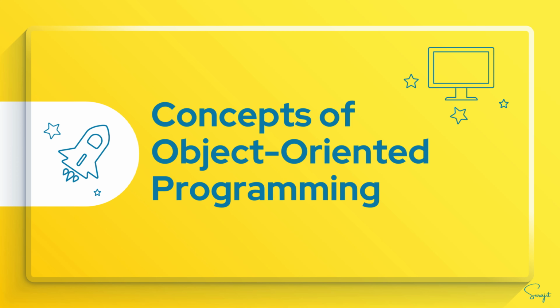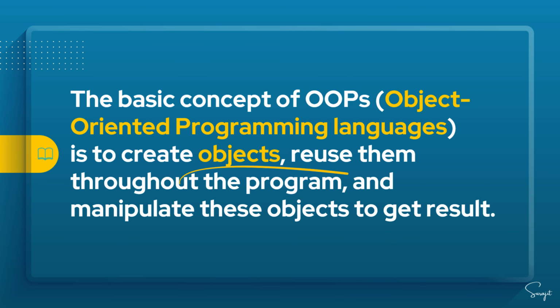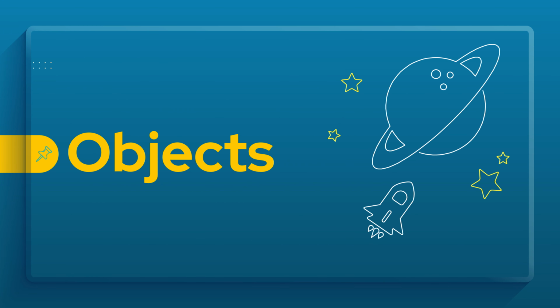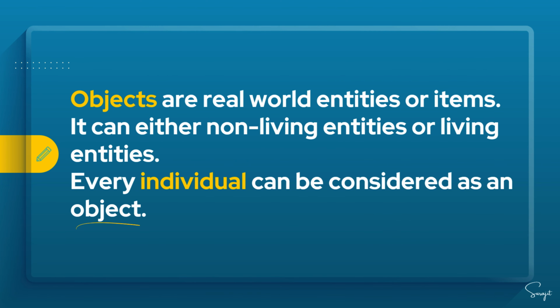Let's talk about concepts of object-oriented programming. The basic concept of object-oriented programming languages is to create objects, reuse them throughout the program, and manipulate these objects to get results. Next, to understand the core concepts of object-oriented programming languages, we have to know about objects and classes. So, let's talk about objects.